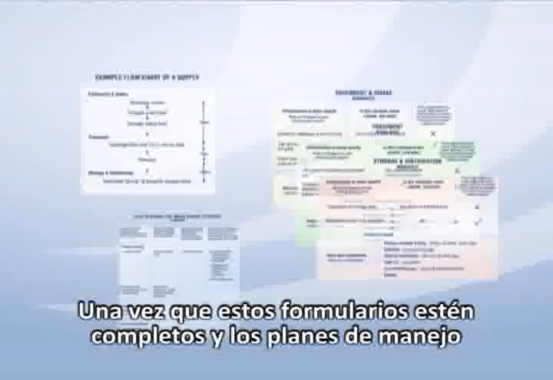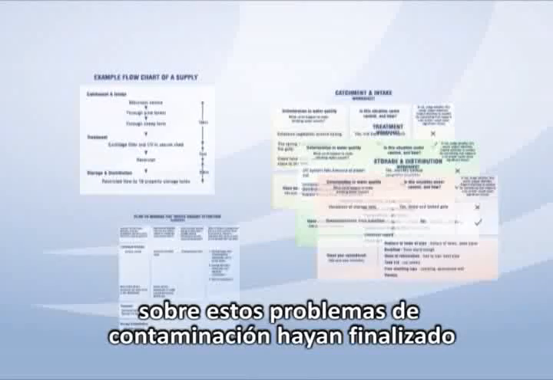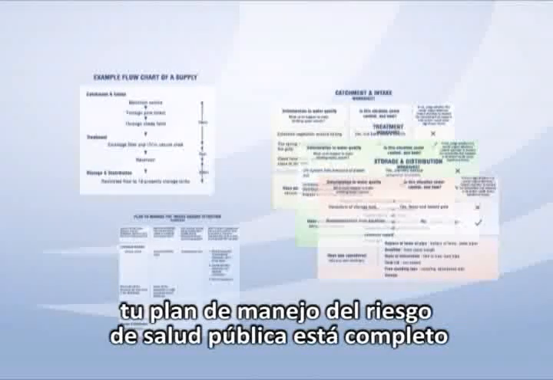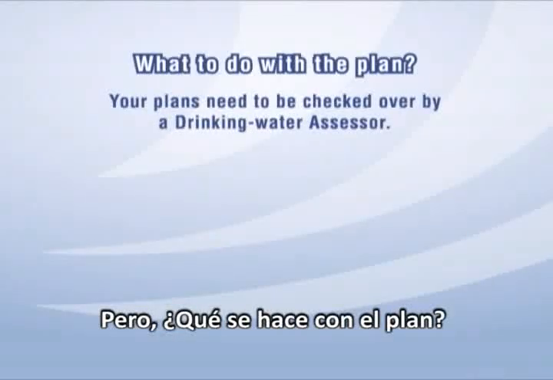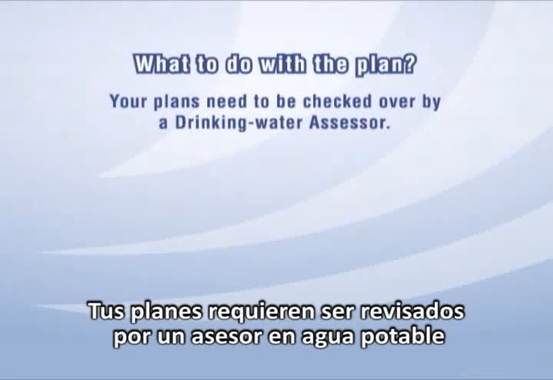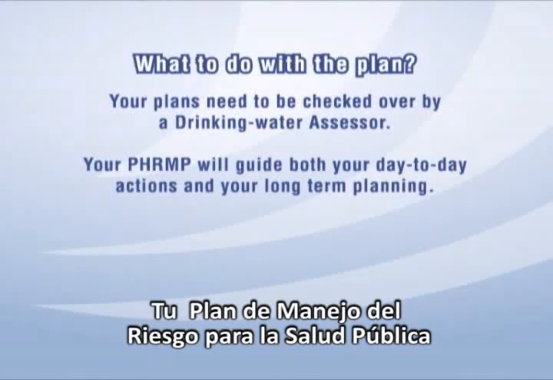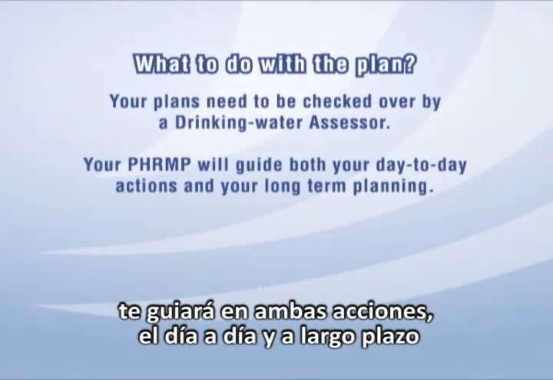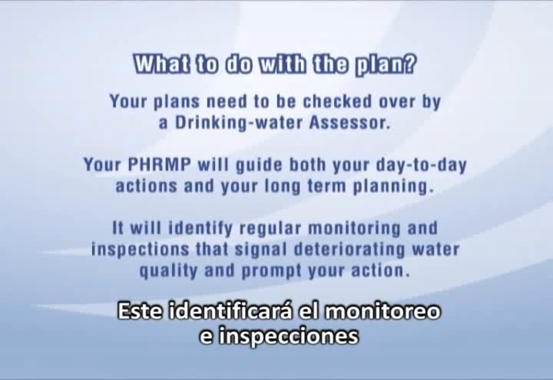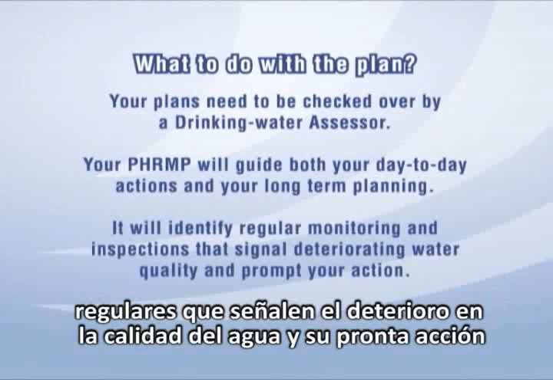Once these sheets are completed and the plans to manage the issues of contamination are finalised, your public health risk management plan is complete. But what do you do with the plan? Your plans need to be checked over by a drinking water assessor. Your public health risk management plan will guide both your day-to-day actions and your long-term planning. It will identify regular monitoring and inspections that signal deteriorating water quality and prompt your action.